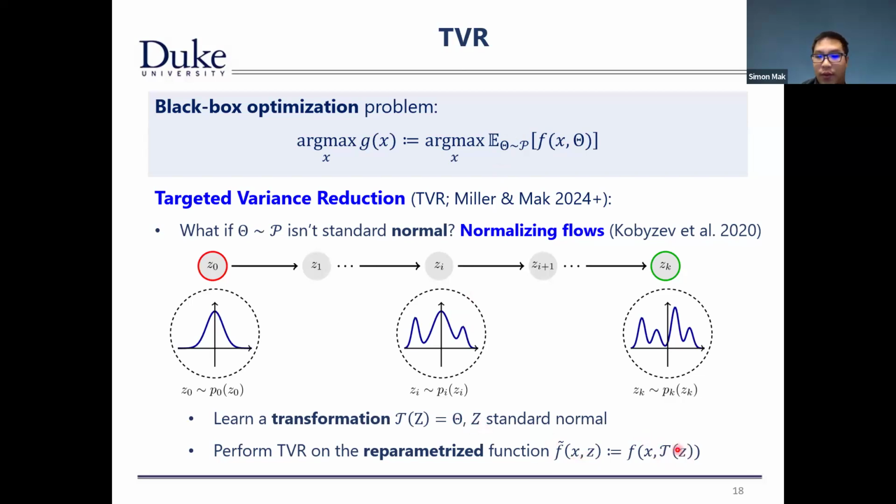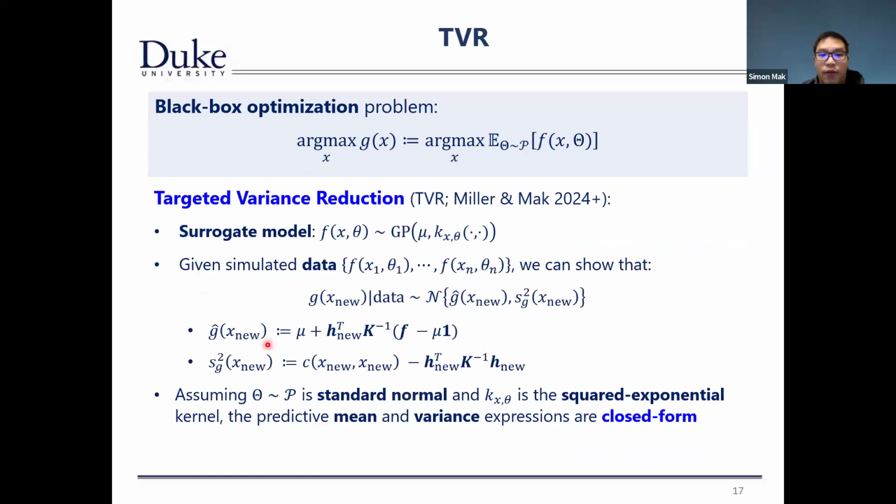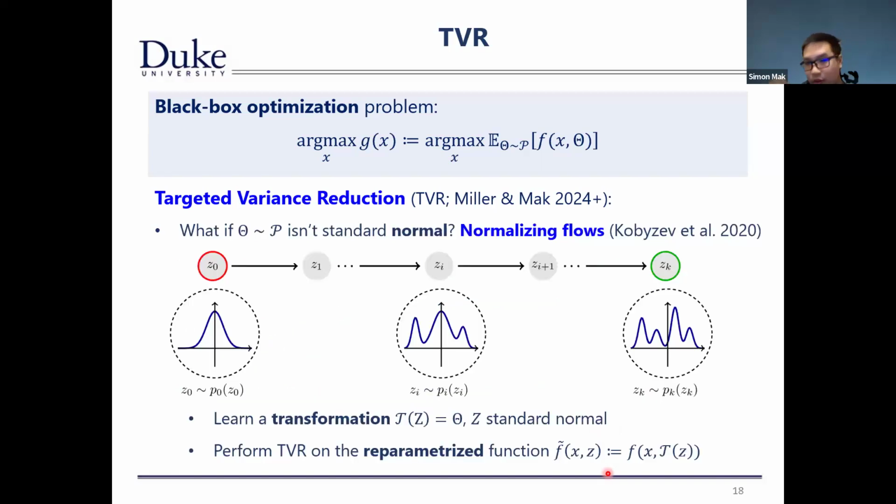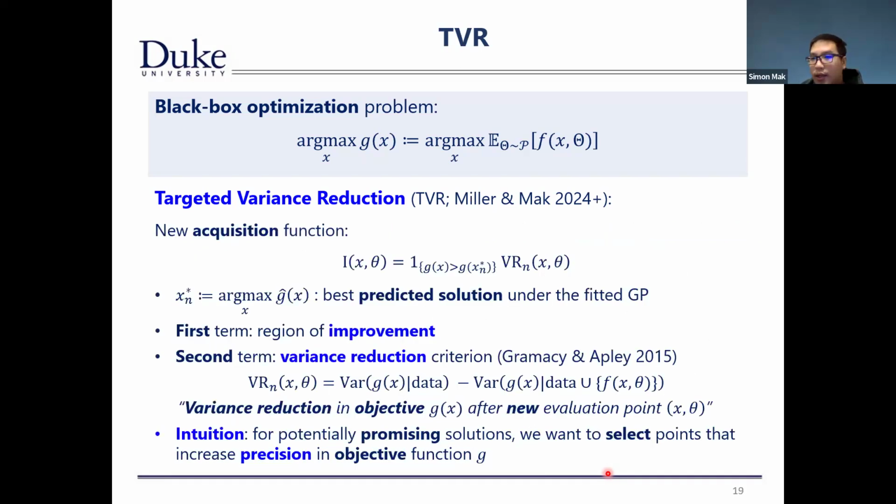If you think about this transformation, Z now follows a standard normal. And so if we use our original surrogate on F tilde, both of our assumptions follow. We have the standard normal, and we can use a squared exponential. Then we make use of this little trick to allow for closed form expressions for prediction. So that's our surrogate.